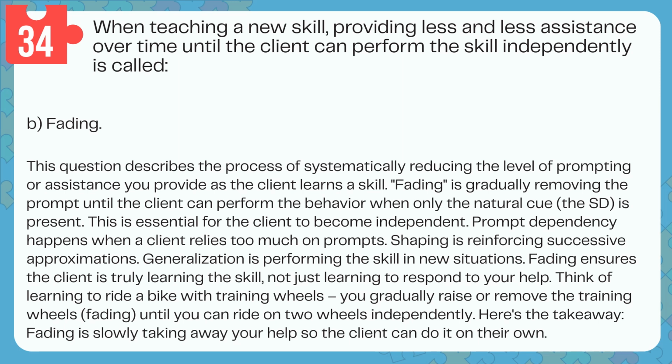This question describes the process of systematically reducing the level of prompting or assistance you provide as the client learns a skill. Fading is gradually removing the prompt until the client can perform the behavior when only the natural cue, the SD, is present. This is essential for the client to become independent.